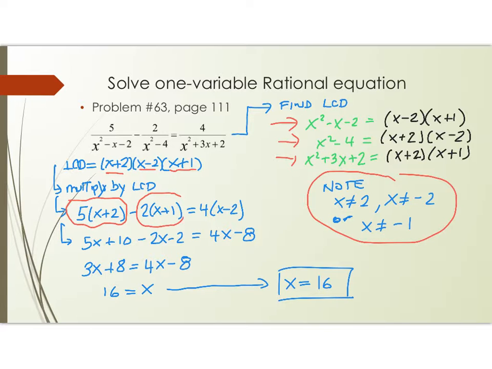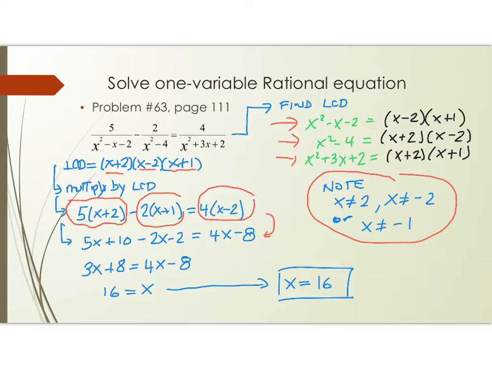So I have a negative 2 times x plus 1, and that's over on the left-hand side of the equation. And finally, on the right-hand side of the equation, 4 divided by x squared plus 3x plus 2, I'm just left with x minus 2 times 4. Okay? Now we use the distributive property in the next step.